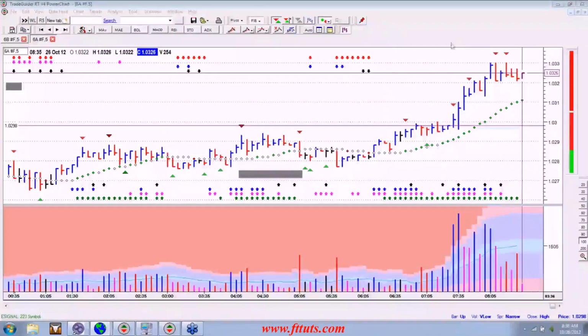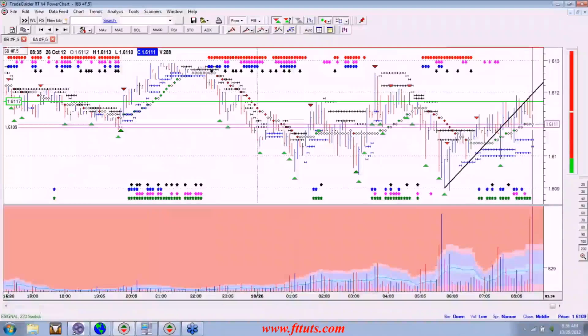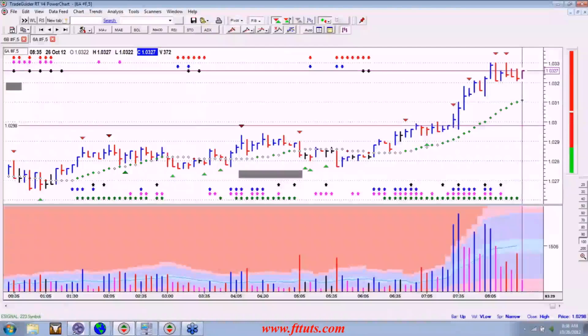At the moment, I'm just monitoring the British pound, which has not done anything really. There's nothing to trade there. But I think we might get a set up on the Aussie.